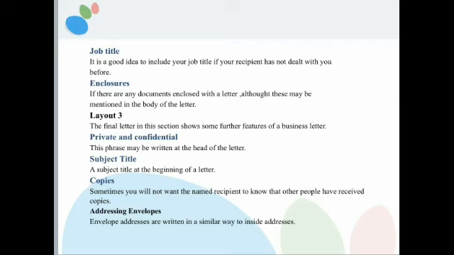Private and confidential. This phrase may be written at the head of the letter. Next, subject title. A subject title at the beginning of a letter. Copies. Sometimes you will not want the named recipient to know that other people have received copies. Addressing envelopes. Envelope addresses are written in a similar way to inside addresses.